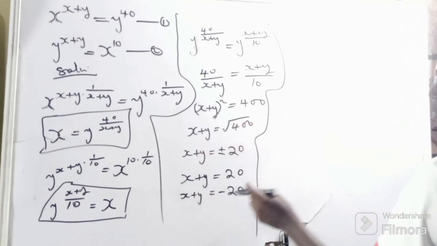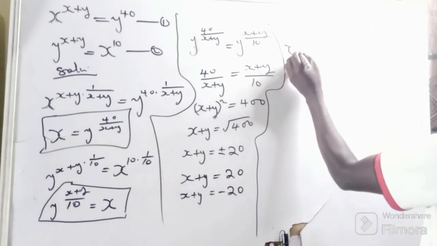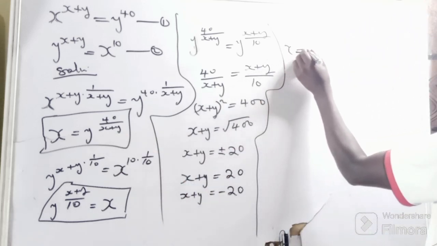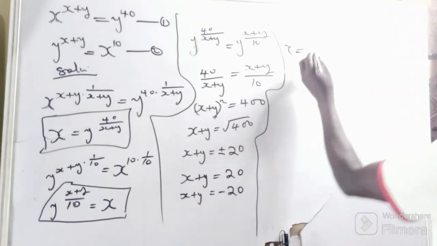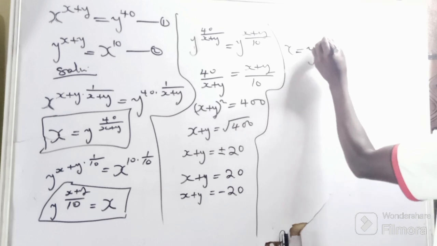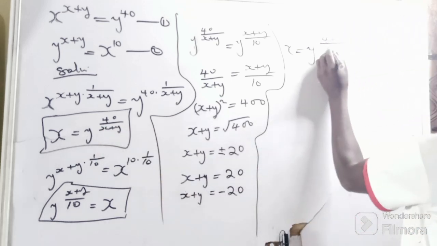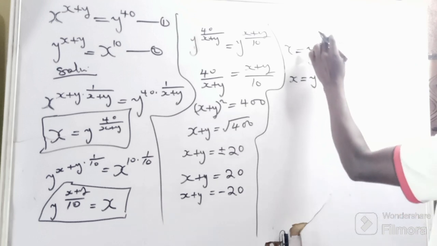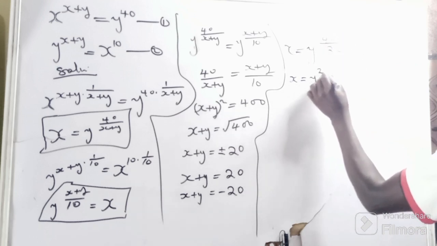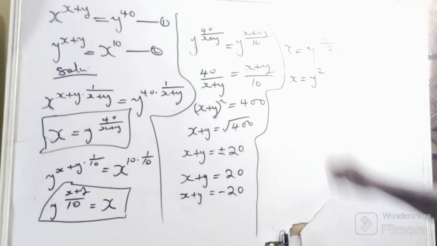Here we are going to have x is equal to, anywhere I see x plus y, I'll put 20. So y to the power of 40 divided by, instead of this x plus y, I'll now put 20. So x is equal to y to the power of 40 divided by 20, which is 2. So that is for this.